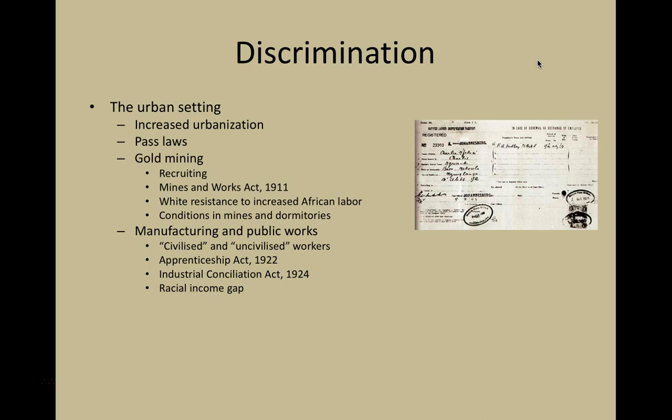Much as in the mines, the racial income gap was precipitous. It wasn't perhaps quite as large as it was in the mines, but even in the best situation, white workers earned at least 5 times as much as a typical black worker in this sector. I said strikes and trade unions were forbidden. We'll talk more about that when we talk about the attempts of Africans to organize such things in the next lecture.